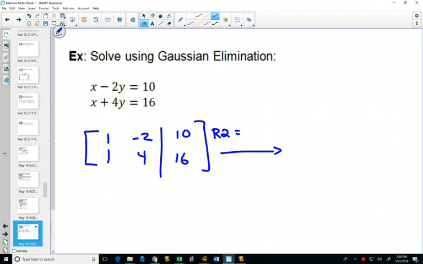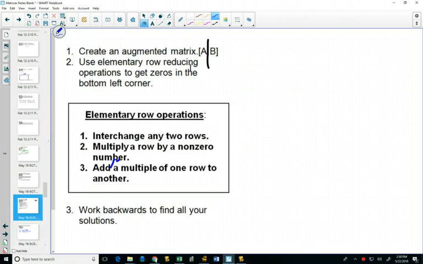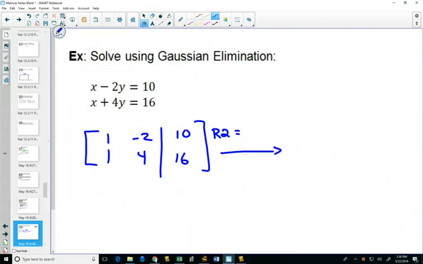And we could add to this add slash subtract. Of course, adding a multiple of negative 1 is the same as the idea of subtracting. So what I'm going to do is I'm going to take row 2, and I'm going to make row 2 equal row 2 minus row 1.